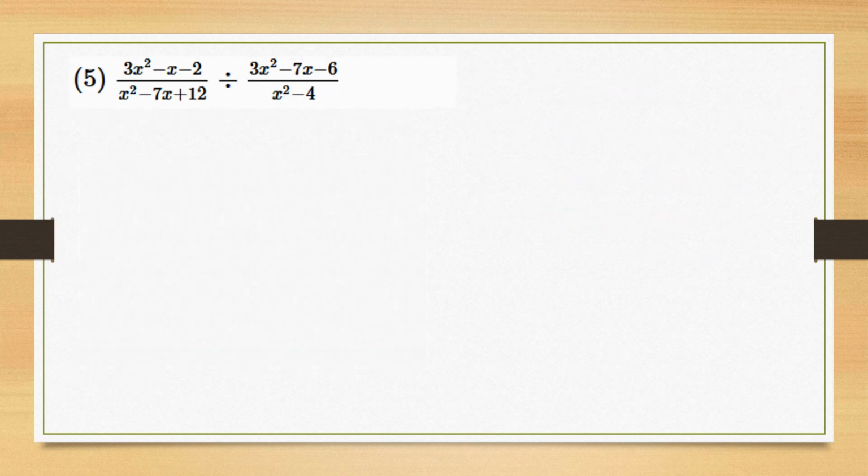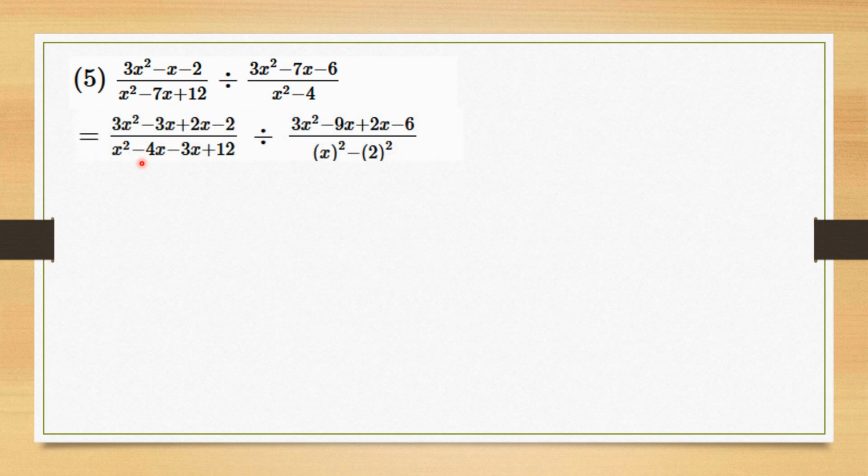Let us see the fifth sum. The fifth sum is 3x squared minus x minus 9 upon x squared minus 7x plus 12 divided by 3x squared minus 7x minus 6 upon x squared minus 4. So the first step is, in the numerator, the first expression, this is 3x squared minus x minus 2, and this is a quadratic polynomial.